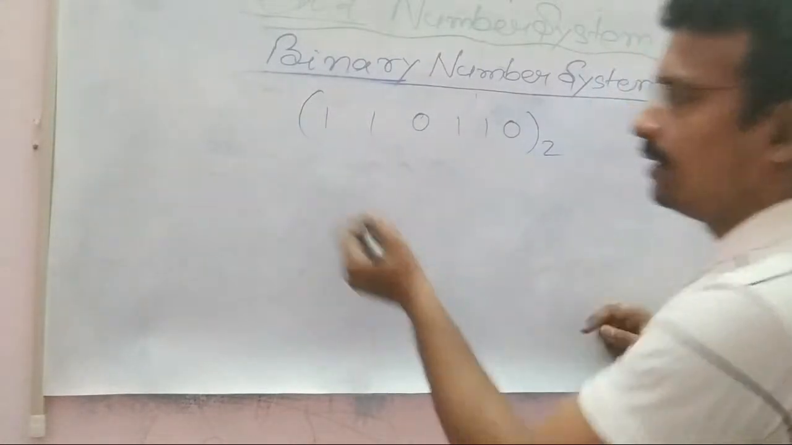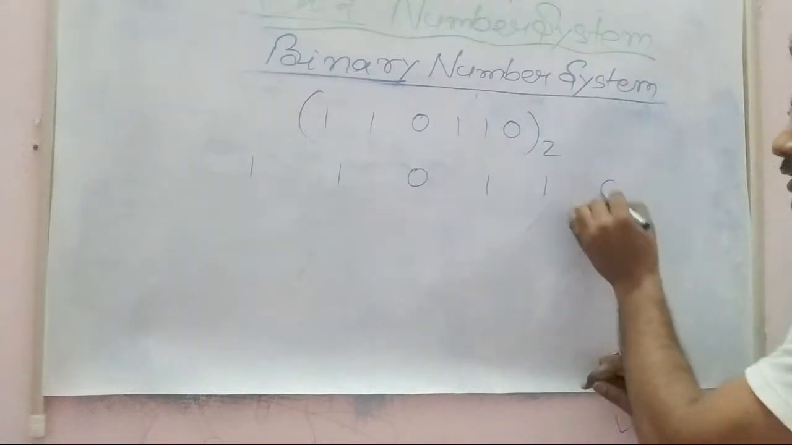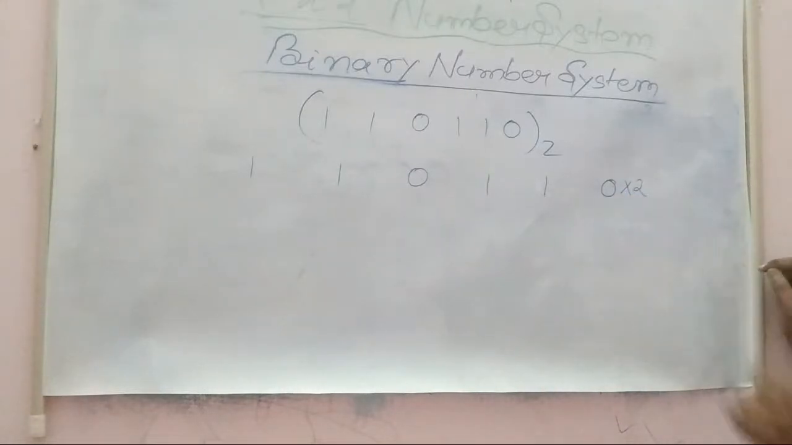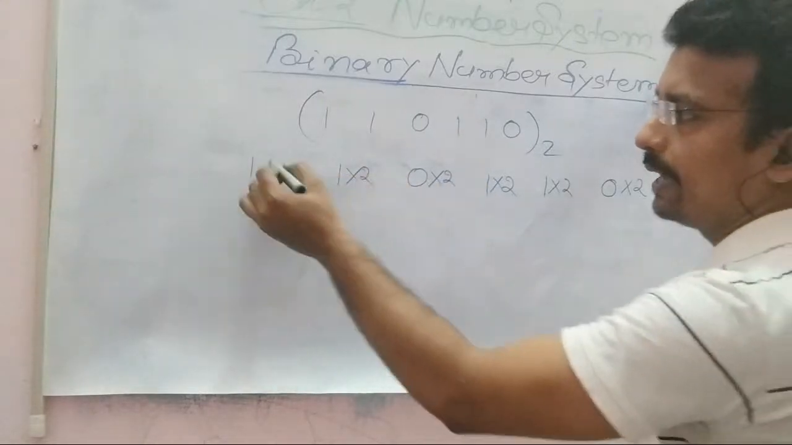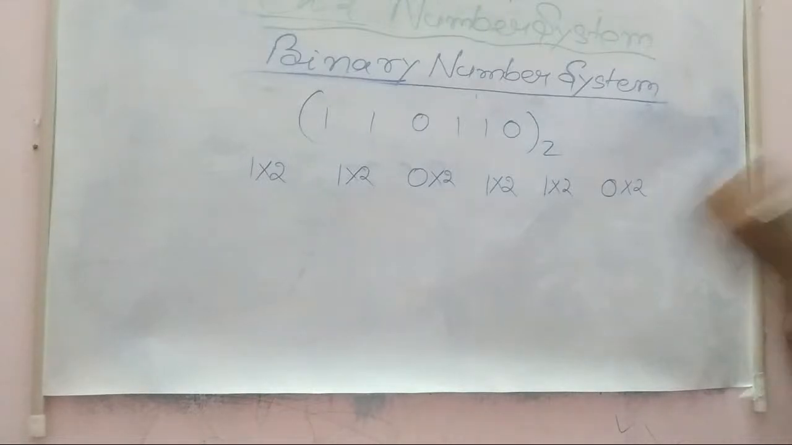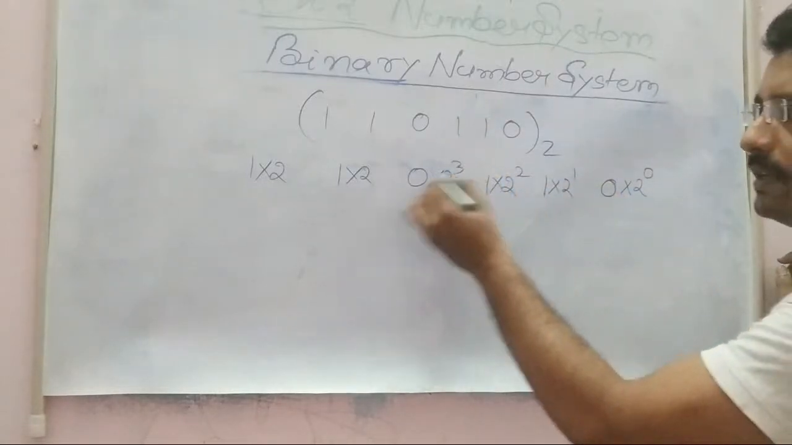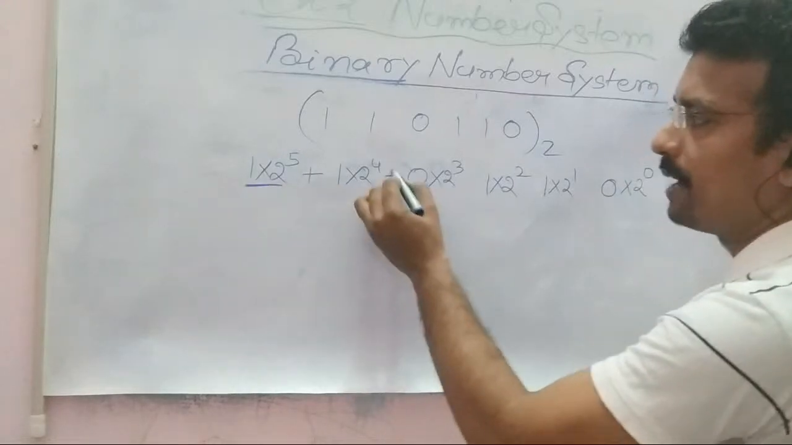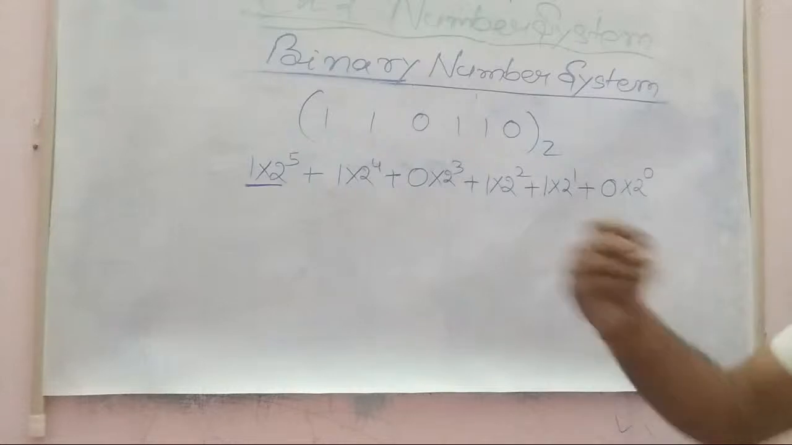First, what we will do, we will take this number in separate form: 1, 1, 0, 1, 1, 0. Clear? After that, we will multiply each with 2, 2, 2, 2, 2 and 2. Clear? Now what do we do? We will raise the power 0 from the right hand side and keep increasing by 1 toward the left hand side, and calculate all the expressions by adding. Clear? Now calculate each slowly, one by one.